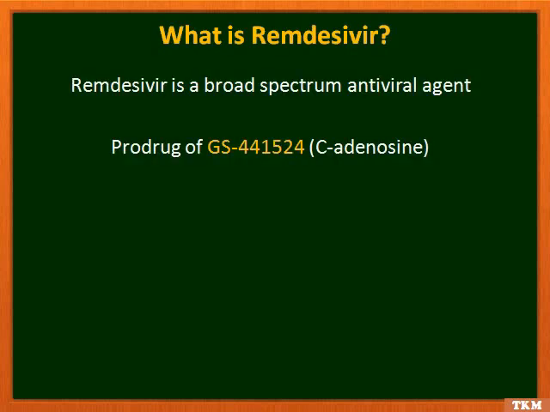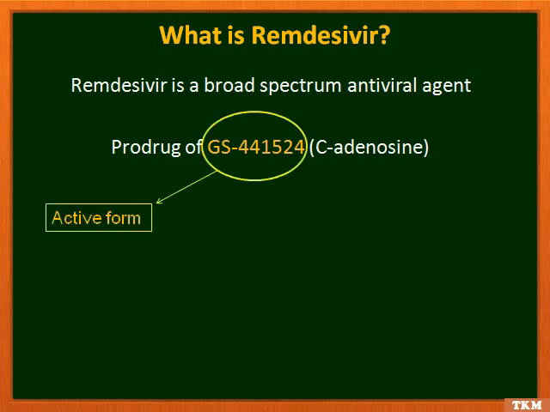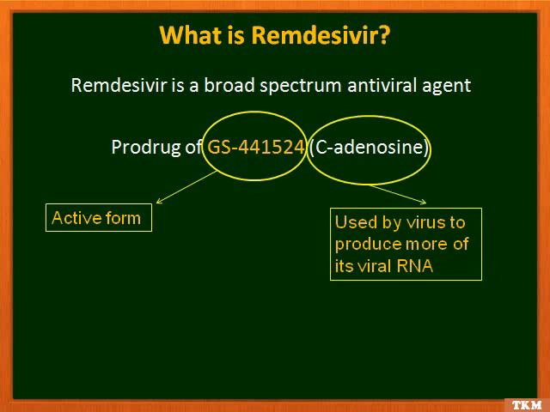In a similar manner, Remdesivir is also a prodrug. That means it will be in an inactive form once it is outside the body, but once it is inside the body, it gets metabolized and then it is converted into the active form. So Remdesivir is a broad spectrum antiviral agent. It is a prodrug of GS441524, that is adenosine. This GS441524 is the active form of Remdesivir. And this adenosine is used by the virus to produce more of its viral RNA.